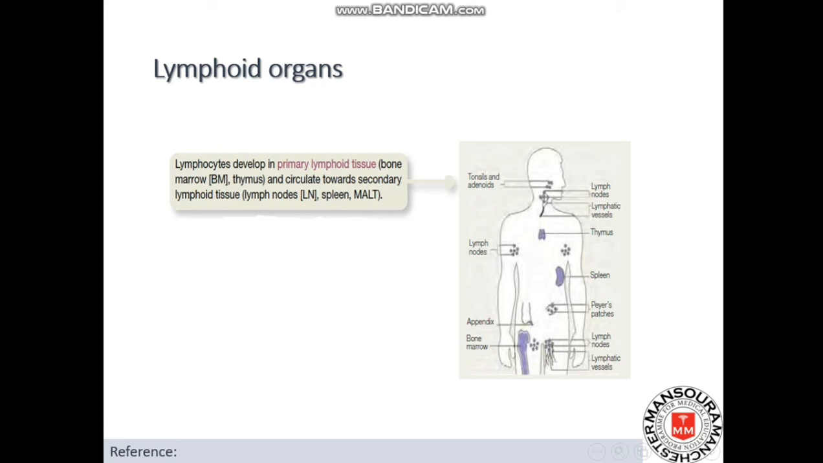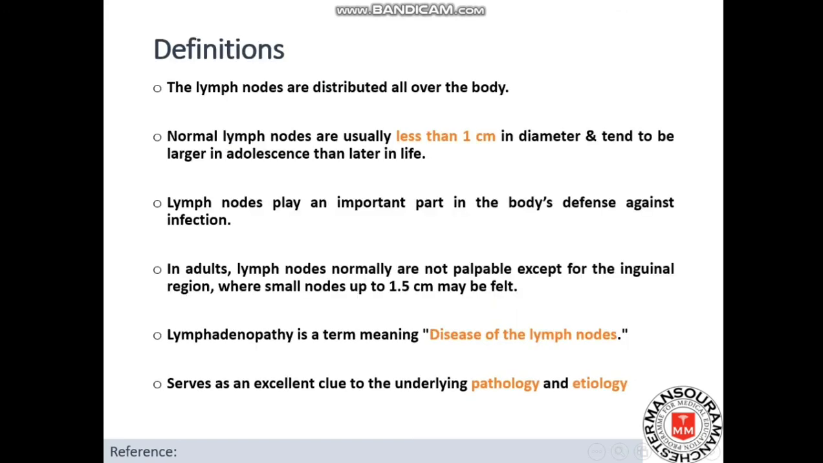This diagram shows the distribution of lymphoid organs: tonsils and adenoids, cervical lymph nodes, lymphatic vessels, thymus, axillary lymph nodes, and spleen, Peyer's patches of the intestine, appendix, bone marrow, and bilateral inguinal lymph nodes and lymphatic vessels. This definition is important in hematology. You must know the lymph nodes are distributed all over the body.